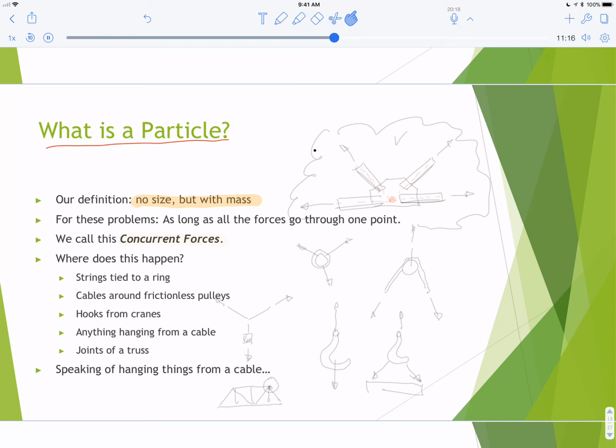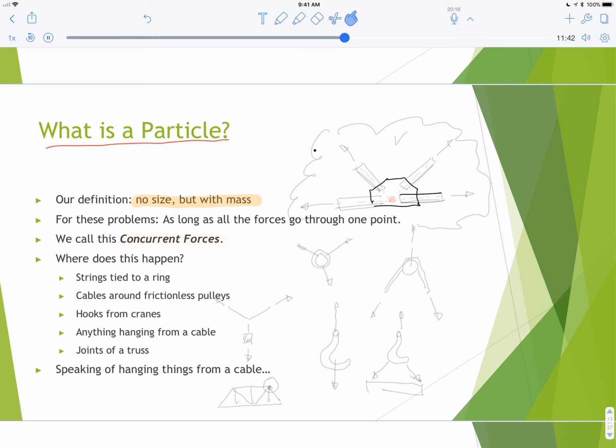Well, as we talked about in class, that dot looks like a dot. A baseball, when you look at it from the stands, looks like a dot, even though it's about 3.5 inches in diameter. So for this class, the practical application of this is no matter how big something is, as long as all the forces go through one point, we'll consider it a particle.